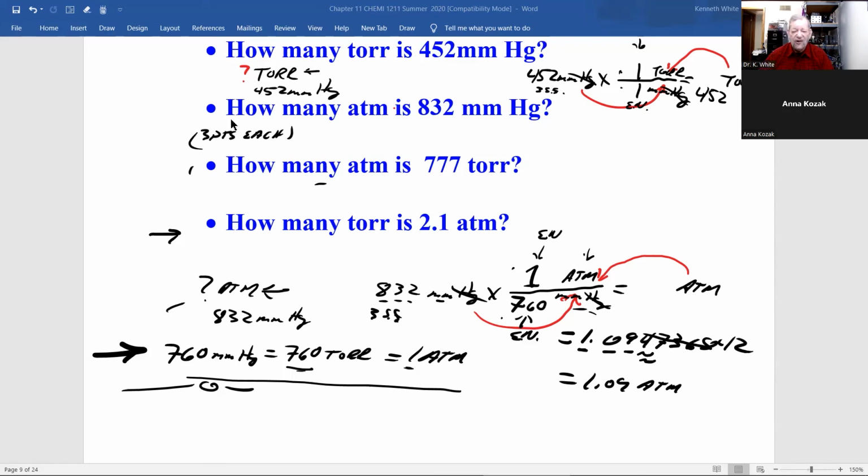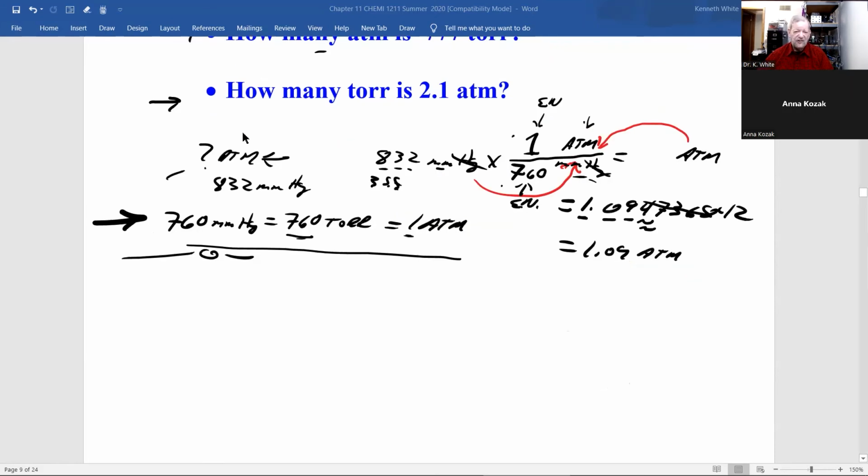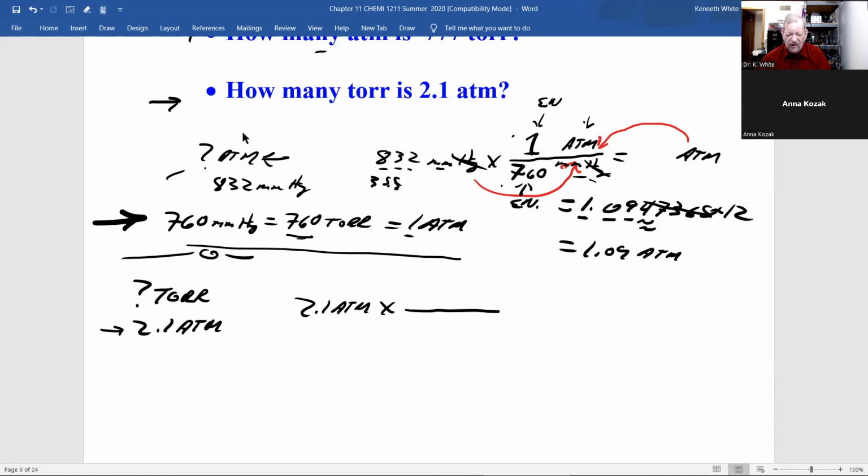All right. So the question is, how many torr is 2.1 atmospheres? So what are we being asked to find? Torr. What are we given? 2.1 atmospheres. So the only thing we have to work with is this. And if we had a ratio to convert this atmospheres, what units do we want in our answer? Well, we figured that out. Torr.